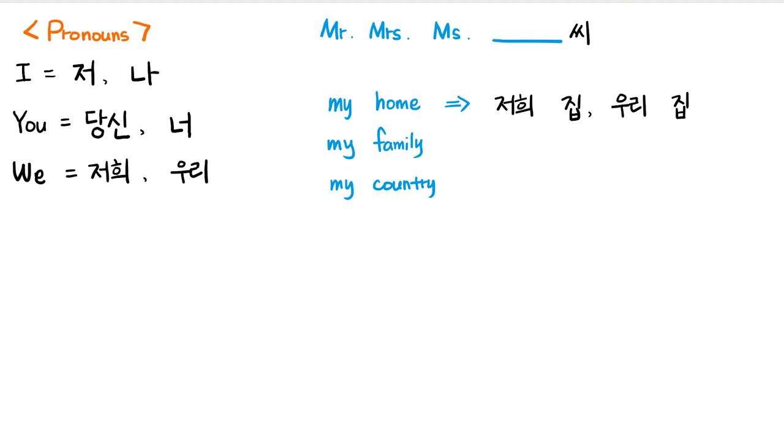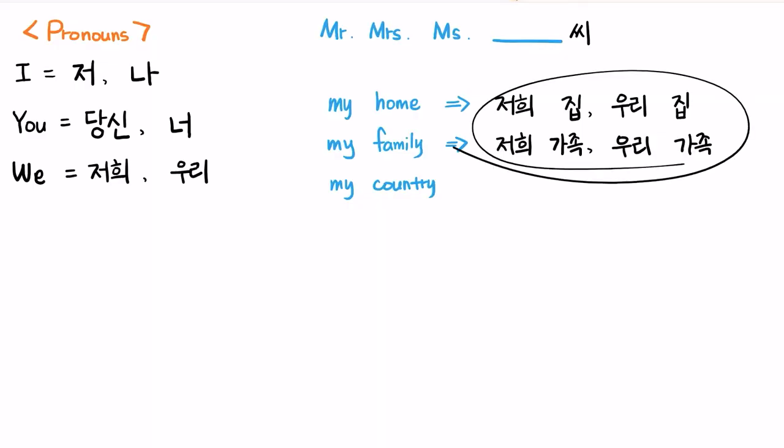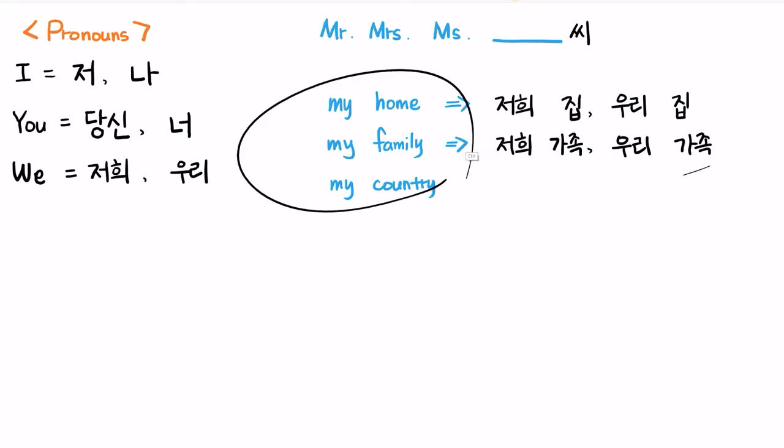What about family? How do we say family in Korean, guys? Family is 가족. So, 저희 가족. Or 우리 가족. Being humble, being neutral. You might be confused that 저희 means our mutual family. No, it's not. It's about my family, but that's just the way we usually like to say "we" instead of "my". Okay.